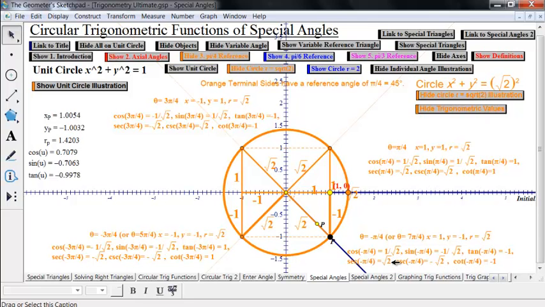Secant is, let's see, r over x, so that's square root of 2 over 1, it's square root of 2. Cosecant is r over y, square root of 2 over -1 is negative square root of 2. Cotangent is x over y, 1 over -1 is -1.